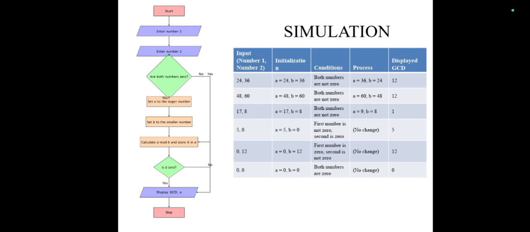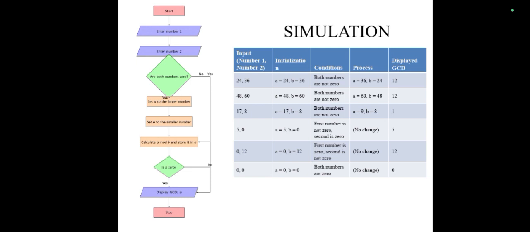For the next example, we input 48 and 60. Initially, A is set to 48 and B is set to 60. Both numbers are not 0, so the flowchart proceeds. The flowchart swaps the values of A and B, making A equal to 60 and B equal to 48. Display the GCD of 48 and 60, which is 12.